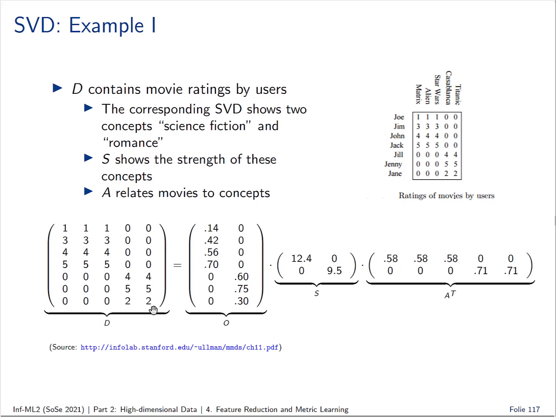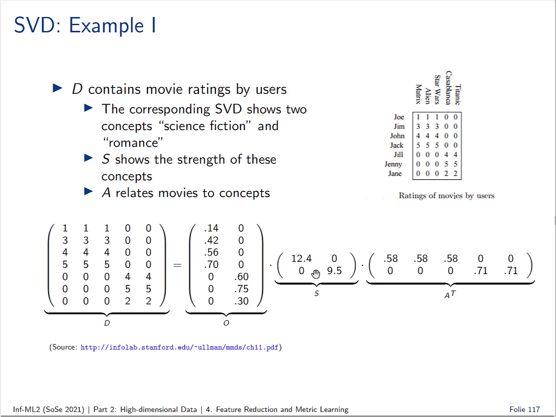They are related to the first concept with different strength, obviously. So we have 0.4, 0.5, 0.2, 0.6, 0.75, 0.3. These numbers tell you a little bit about the strength of the relationship. So U relates the rows to the corresponding concepts.